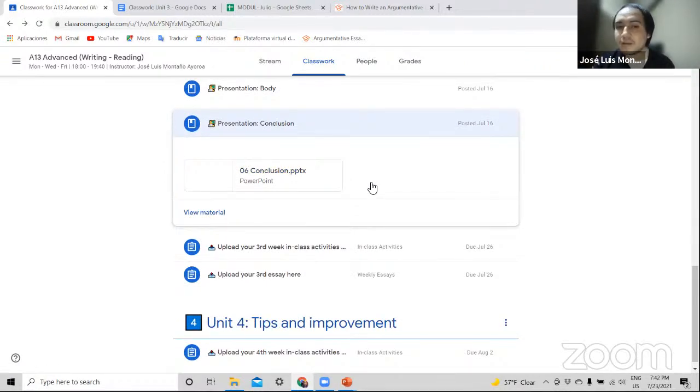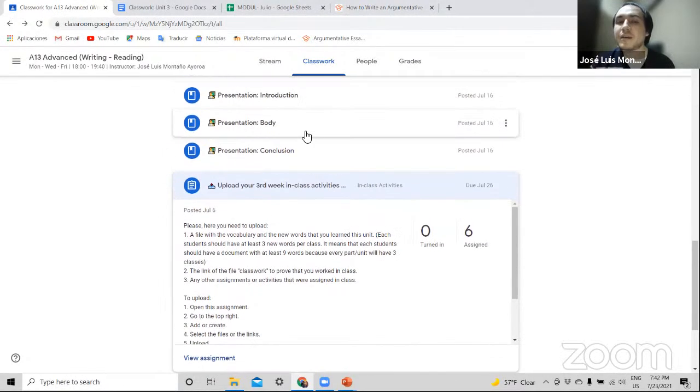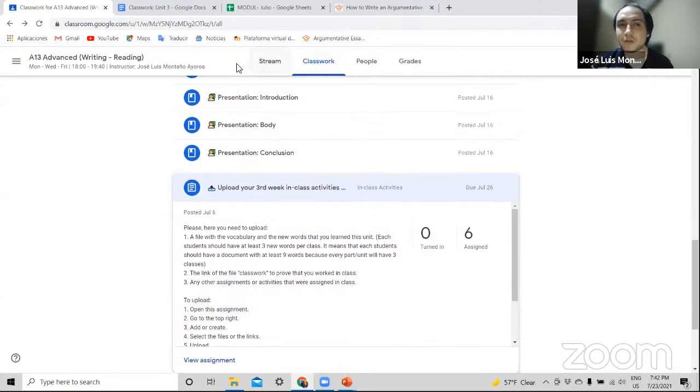For Monday, then, you have to work, as always, with the in-class activities, 9 words. You have to give me the link showing that you were participating in class, doing what we're doing now. And that's it. And the essay. Do you have any questions? Let me know, please, because with this, we're finishing the class.